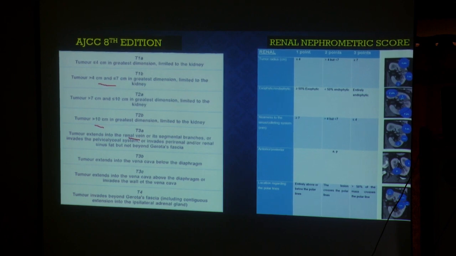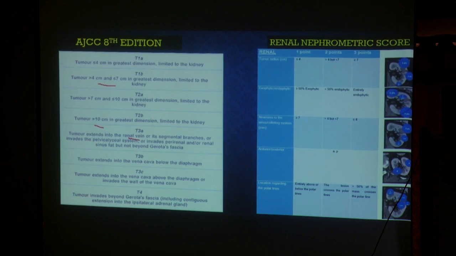T3B and T3C are according to the invasion of inferior vena cava. When there is involvement of inferior vena cava below the diaphragm, that is T3B, and whenever there is an involvement above the level of diaphragm, that is T3C. And T4, the lesion will be invading into the adjacent structure, breaching the Gerota fascia. So, recently the urologists are asking us to categorize these lesions according to renal nephrometric scoring system.